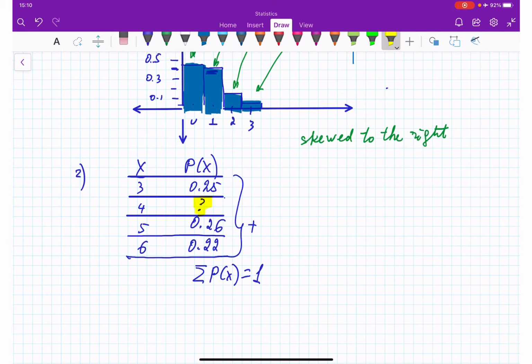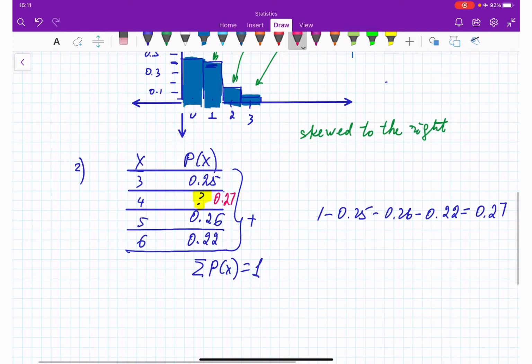All I have to do is 1 minus 0.25 minus 0.26 minus 0.22. And the answer will be 0.27. So the missing one is going to be 0.27.